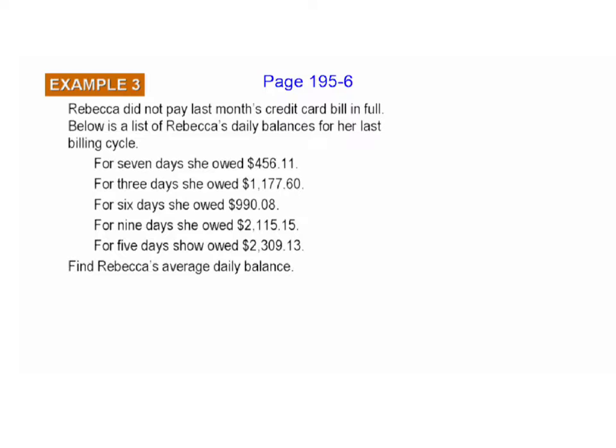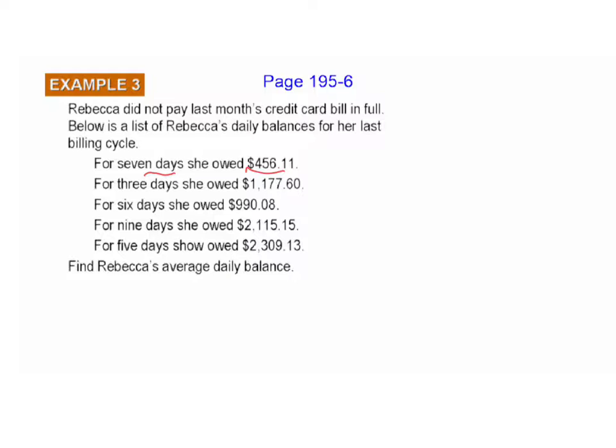Here's example 3. Example 3 says, Rebecca did not pay last month's credit card in full, and below is a list of her daily balances for the last billing cycle. Find Rebecca's average daily balance. All right, to determine average daily balance, we take the days and we multiply them by what she owed. And then we add them all together.